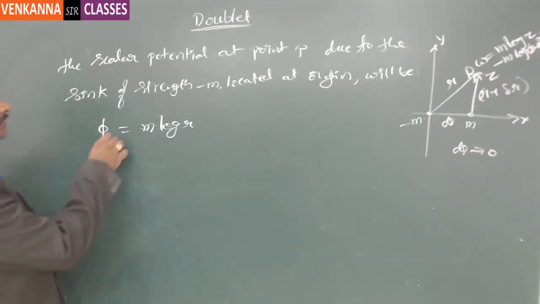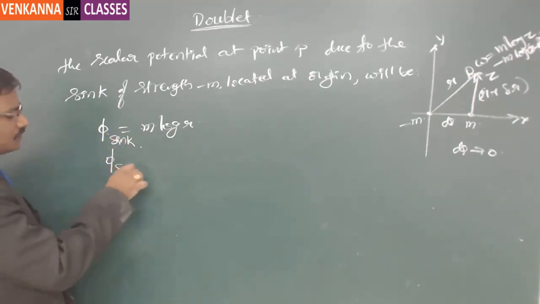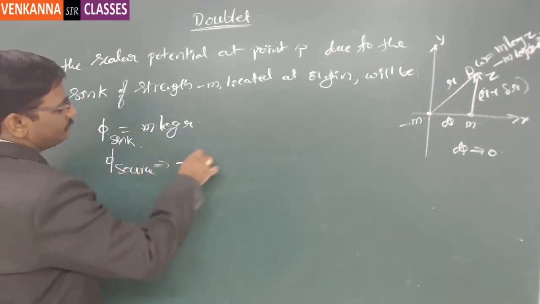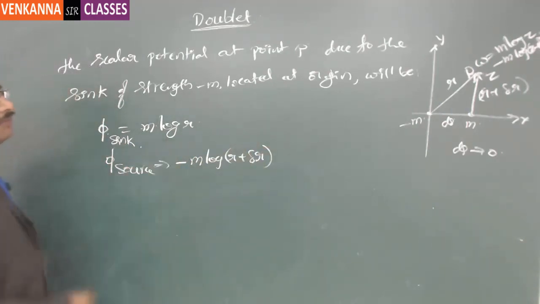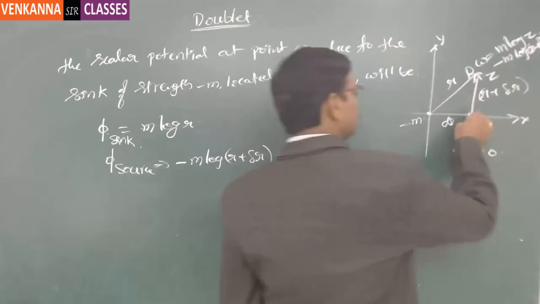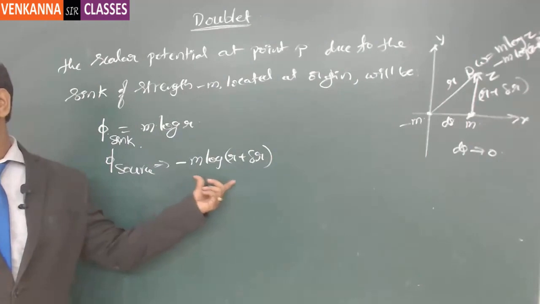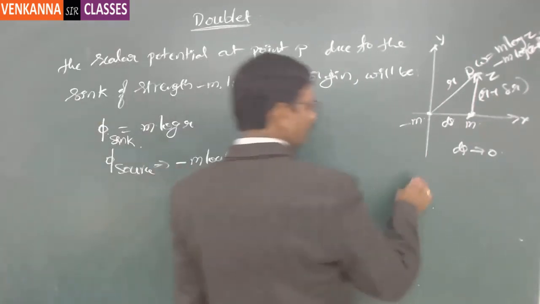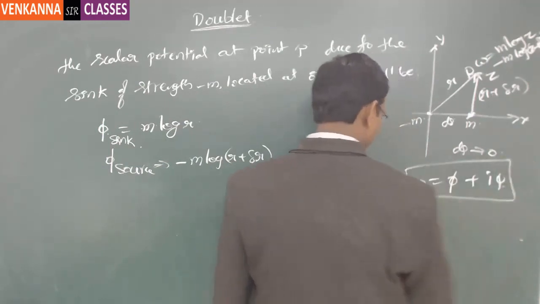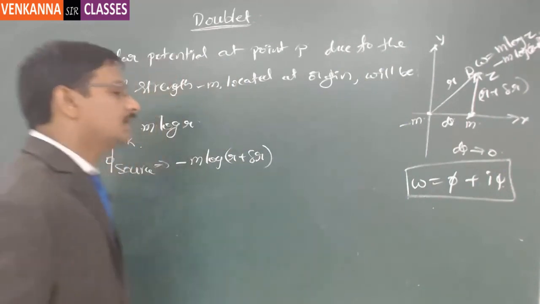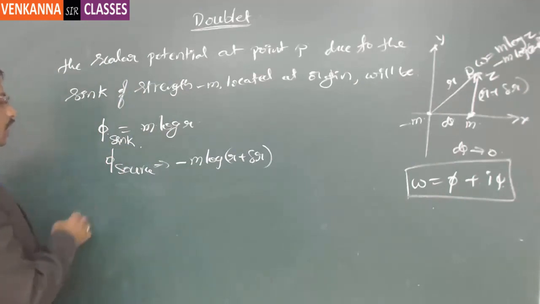And this is because of the sink. And then phi due to the source will be minus m log of r plus delta r. So this is due to the other part. That is because of the source at this location, the scalar potential will be this one, minus m log of r plus delta r, where the complex potential can be expressed as phi plus i psi. In this, we are calculating phi separately, and based on that we are going to calculate the psi value.